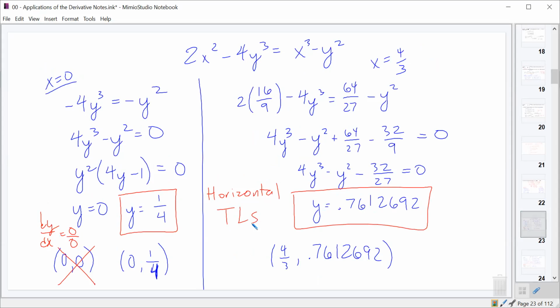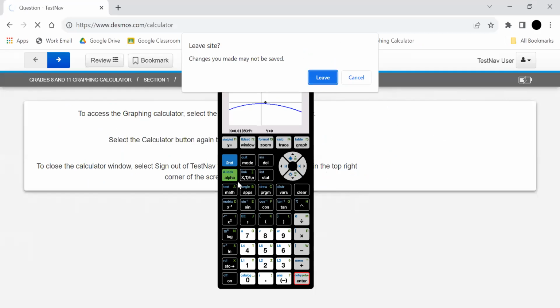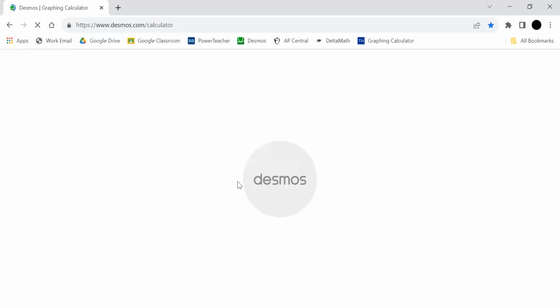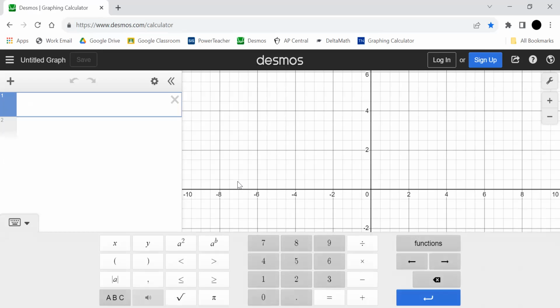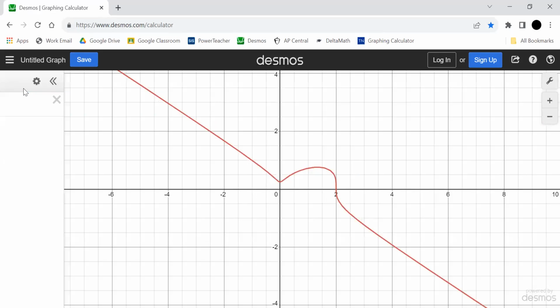And the last thing we're going to do here is we're going to go back in, not to our graphing calculator this time, but actually into Desmos. And we're going to graph that function we had, which was 2x squared minus 4y cubed equals x cubed minus y squared. And I'm kind of lazy in Desmos and don't like to type in the squares and the cubes. And this is what we end up getting.